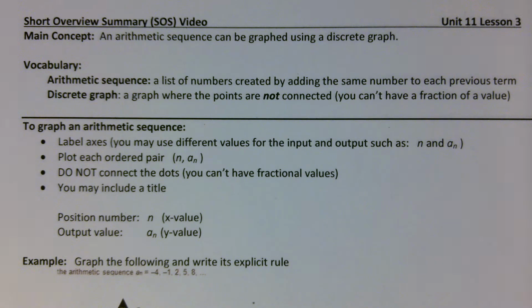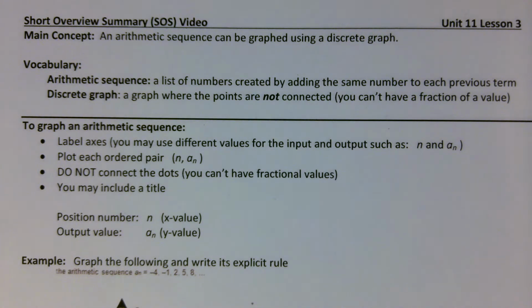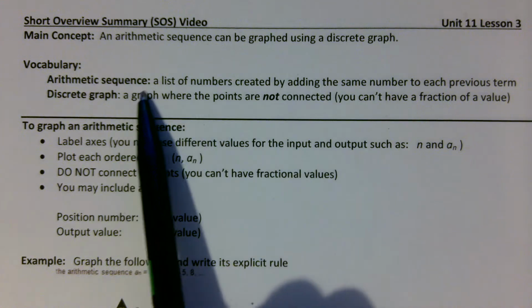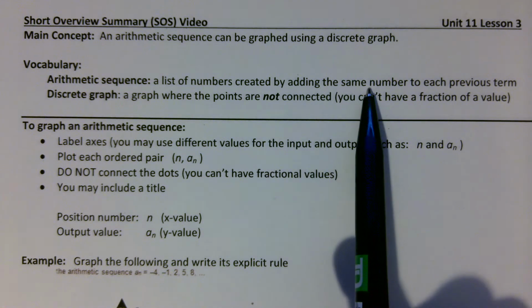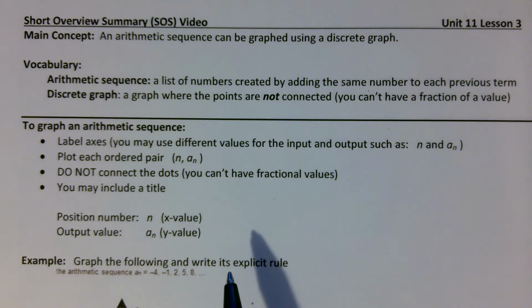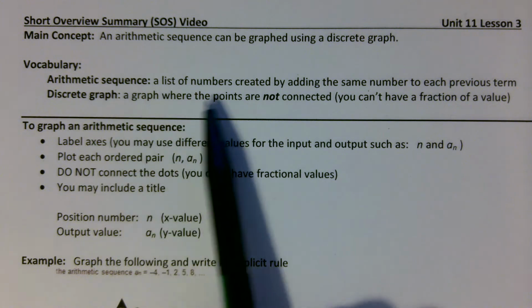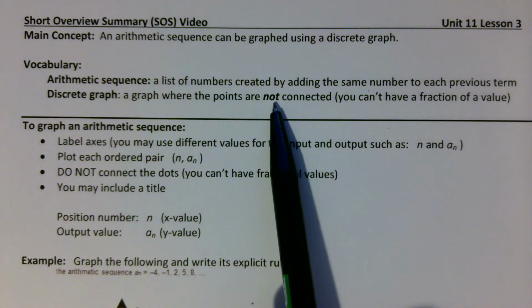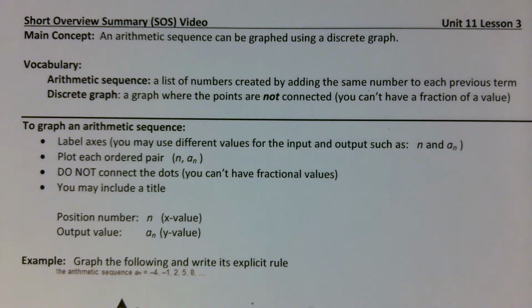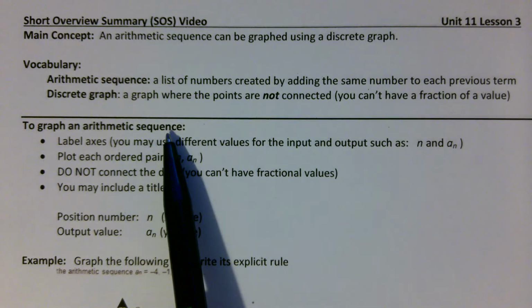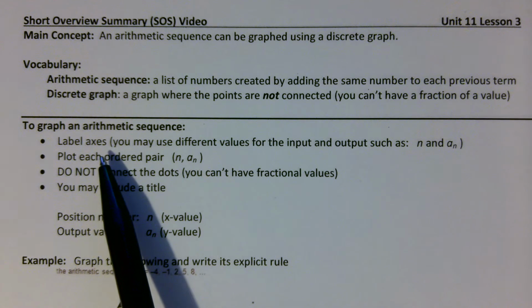This SOS video is about an arithmetic sequence that can be graphed using a discrete graph. As a reminder, an arithmetic sequence is a list of numbers that are created by adding the same number to each previous term. A discrete graph is a graph where the points are not connected because you can't have a fraction of a value. Okay, so to graph an arithmetic sequence, you label the axes.